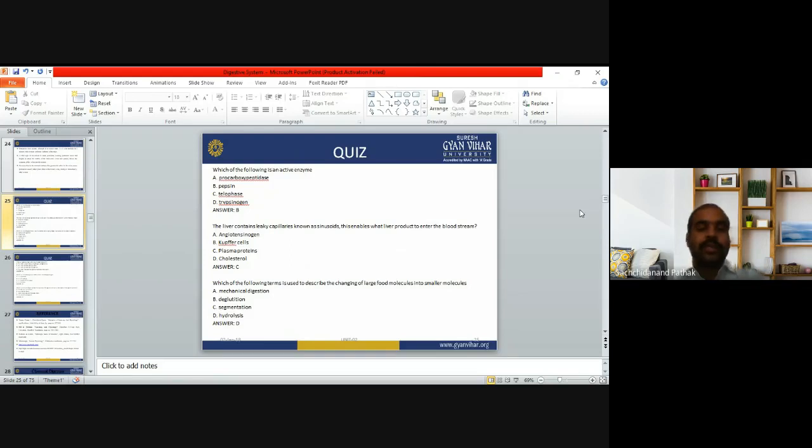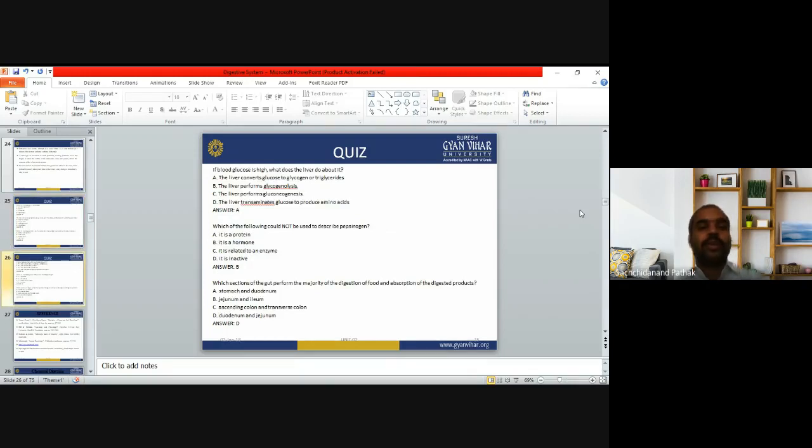Mechanical digestion could be okay, as large food is reduced into smaller pieces. Like teeth cutting the food into small pieces. Peristaltic movement will also break down food, but it cannot break down every food molecule into simpler, smaller molecules. Deglutition is the same, and segmentation also cannot. So hydrolysis can convert larger food molecules into smaller molecules. So answer D is correct.